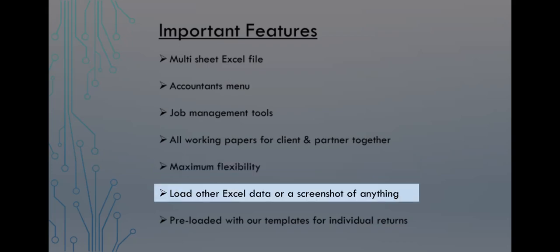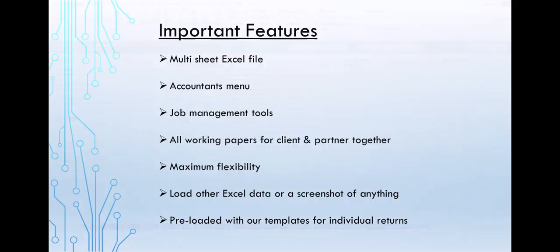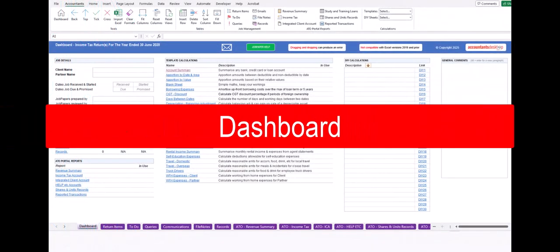Any other Excel data, such as client spreadsheets or ATO portal reports, can be easily imported to this working paper using our import Excel routine, or manually loaded by copying and pasting. Other data can be added by pasting screenshots, although Excel data is by far the best way to populate your file because you can work with the numbers using standard Excel features. The file comes preloaded with 22 of our standard templates for individual returns, and they can be used for both the client and or the partner. This is a sample file for demonstration purposes only.